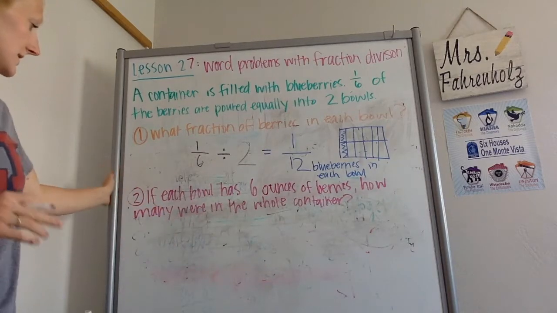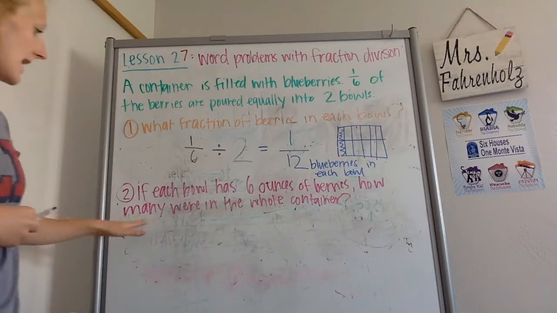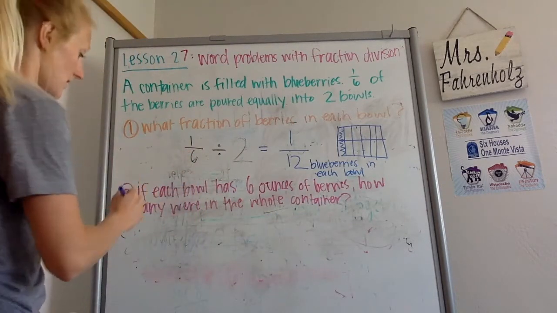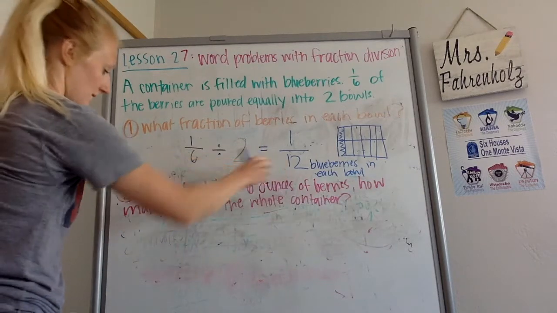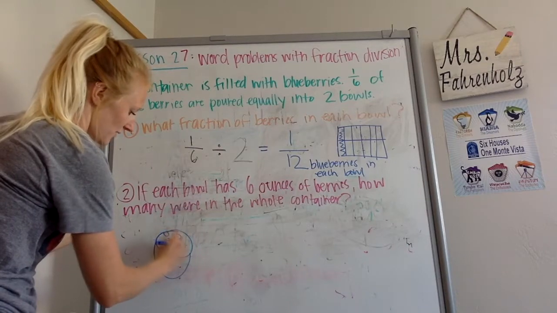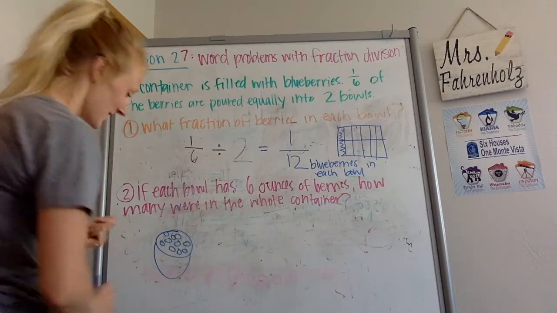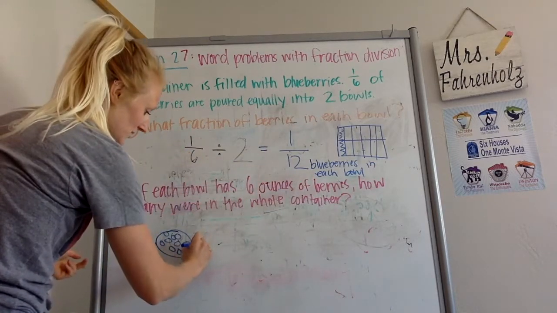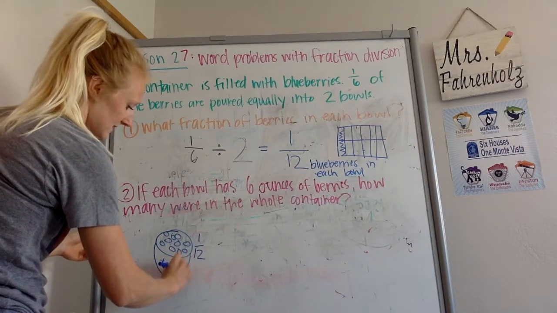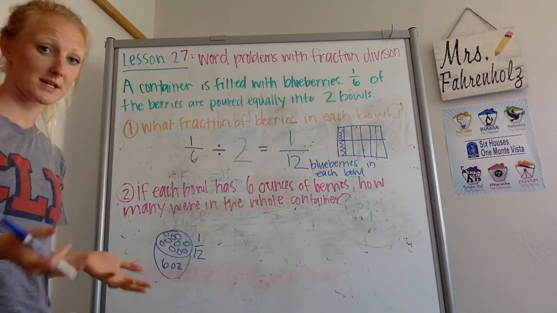Now, part 2 says, if each bowl has 6 ounces of berries, how many were in the whole container? So, we have each bowl. That's my beautiful drawing of a bowl. Do you like it? Very good, huh? We know that each bowl is 1/12. And now we know that each bowl is 6 ounces. So they want to know, if each bowl was 6 ounces, how many were in the whole container?